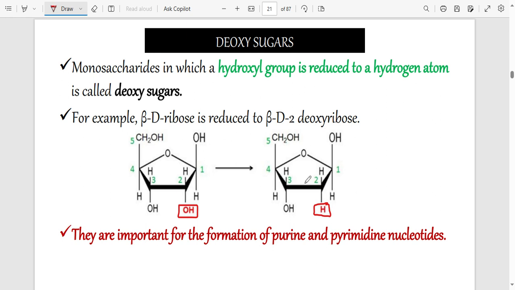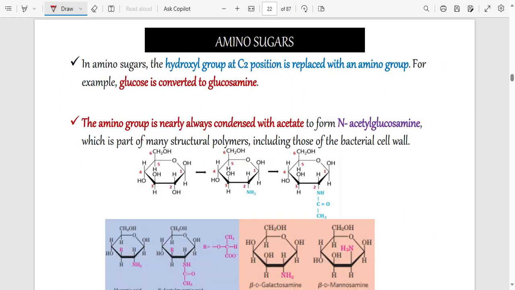Deoxy sugars are very important in the formation of purines and pyrimidines. Everything we are mentioning here will be discussed in more detail. We'll discuss how purines and pyrimidines are formed. How do you start forming them? These are high yield.